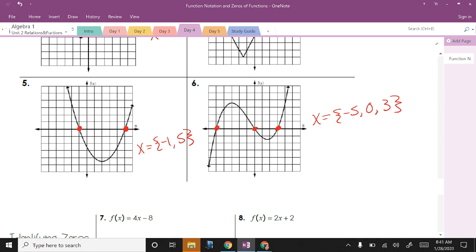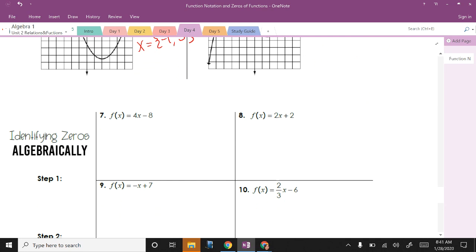So is everybody okay with finding zeros from a graph? Yes. Y'all want the whole test to be that way on Friday, don't you? There'll be quite a few, but it won't be the whole thing. It's evenly proportioned, y'all.